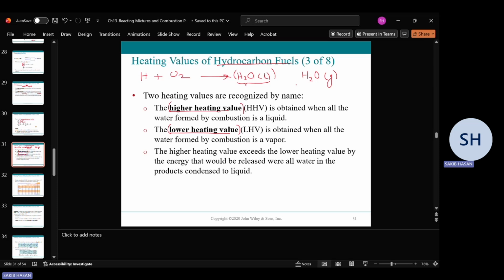Another way you can think of it is that the difference between the higher heating value and the lower heating value is just the difference in energy between the water vapor and the liquid water. So the amount of energy that is released as this gaseous water condenses and forms liquid water. This difference is exactly the difference between the higher heating value and the lower heating value. And this is essentially what they've said in this part.